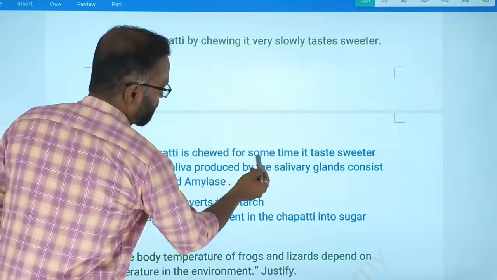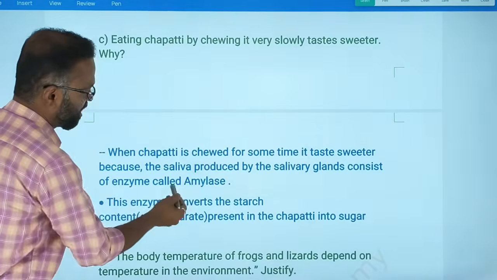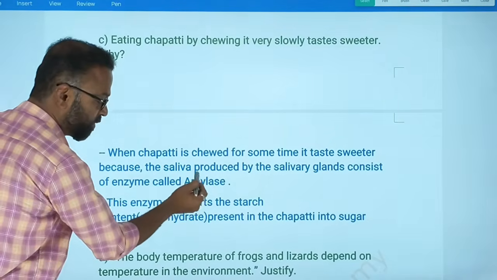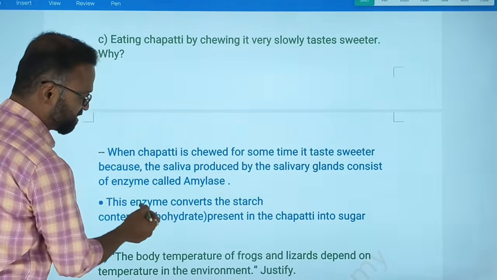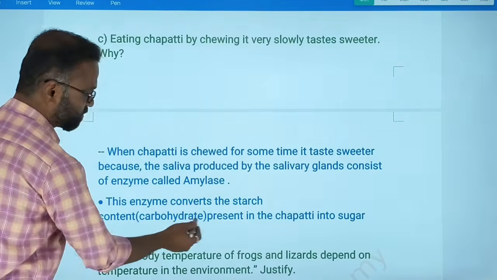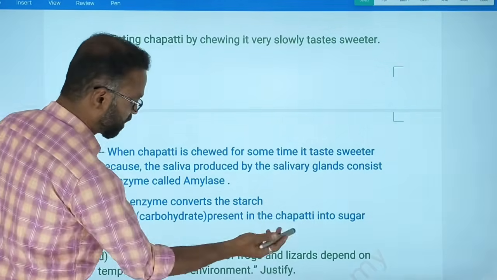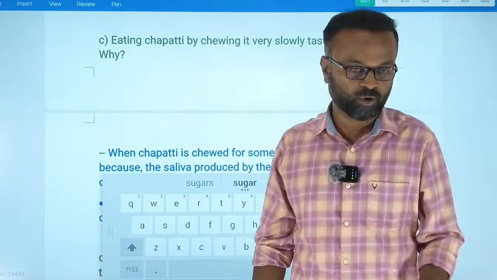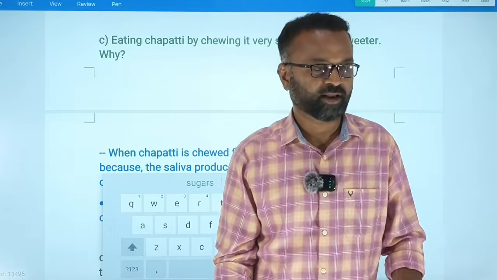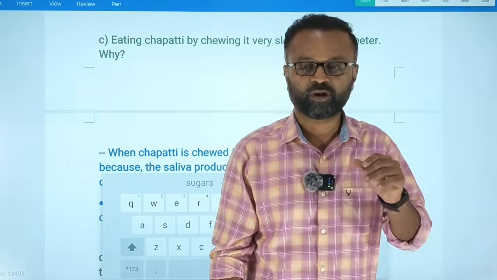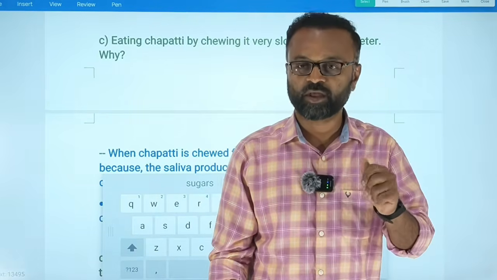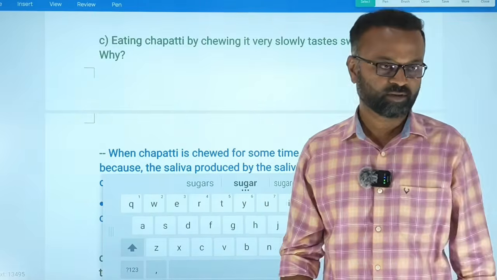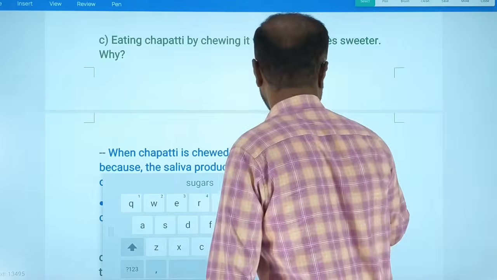Same thing they are telling. When chapati is chewed for some time, it tastes sweeter because the saliva produced by the salivary glands consists of the enzyme called salivary amylase. This enzyme converts starch into sugar. That's the reason we start tasting sweetness. Try it tomorrow. Whatever you are having, chapati, rice, roti, try to chew it slowly and properly. Mix the saliva, and definitely you will start tasting sweet. Very simple. Next one.